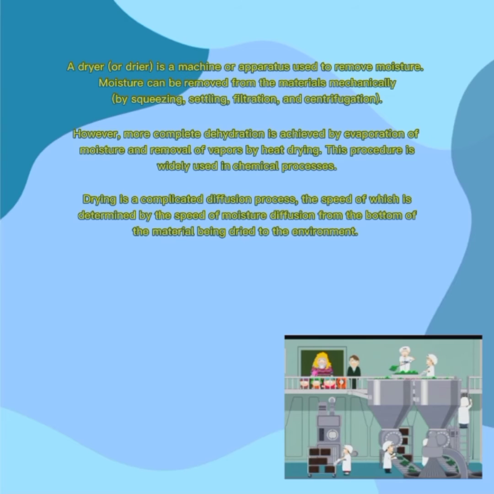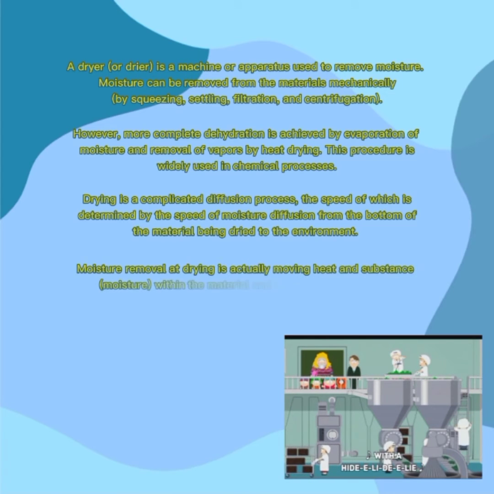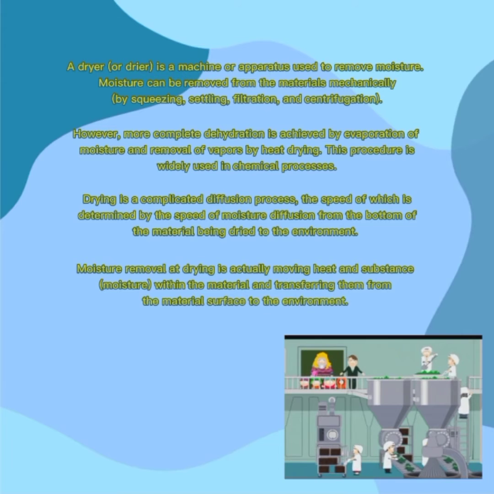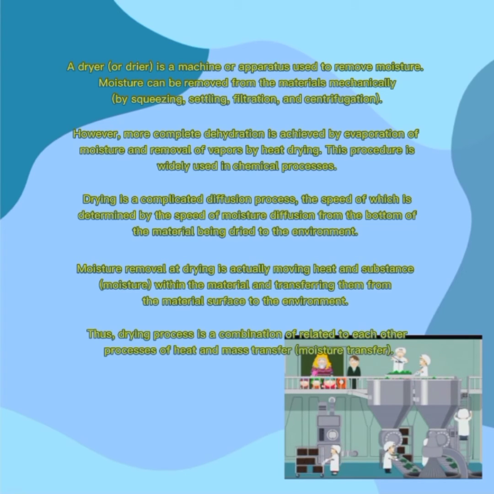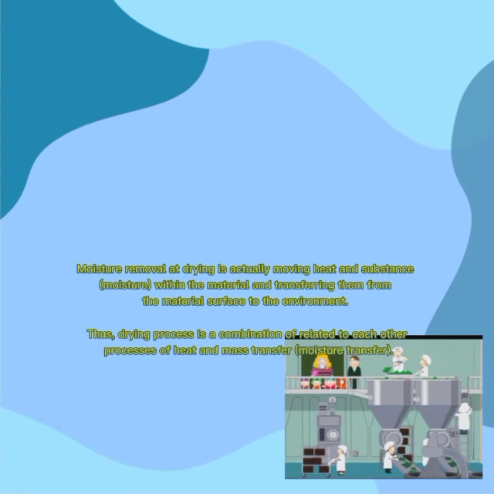Drying is a complicated diffusion process, the speed of which is determined by the speed of moisture diffusion from the bottom of the material being dried to the environment. Moisture removal at drying is actually moving heat and substance within the material and transferring them from the material surface to the environment. Thus, drying process is a combination of related processes of heat and mass transfer.